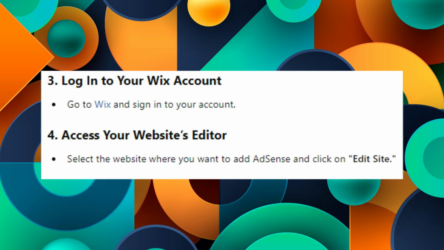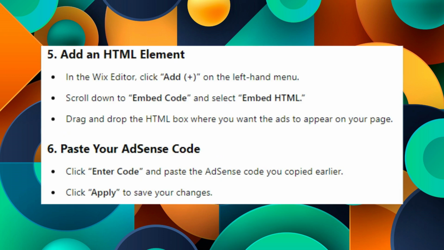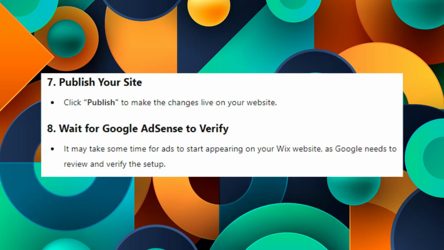Now go to Wix and sign into your account, and then select the website where you want to add AdSense and click on edit site. Once you're in the Wix editor, click on the plus icon on the left hand menu, scroll down to embedded code and select embed HTML. Now drag and drop the HTML box where you want the ads to appear on your page. Now click enter code and paste the AdSense code you copied earlier, and then click apply to save your changes. Then click publish to make sure that the change is live on your website.